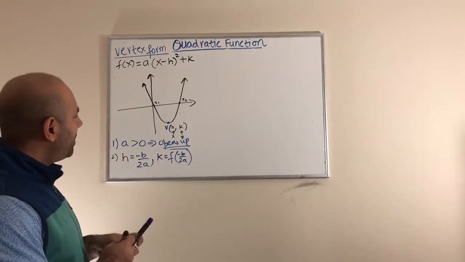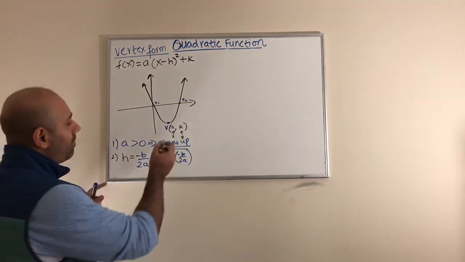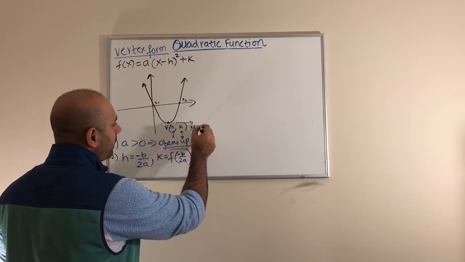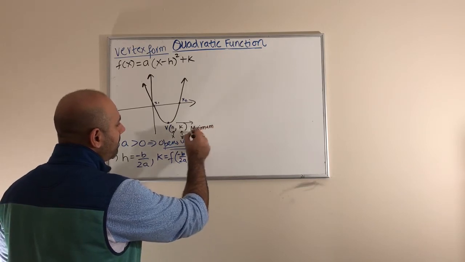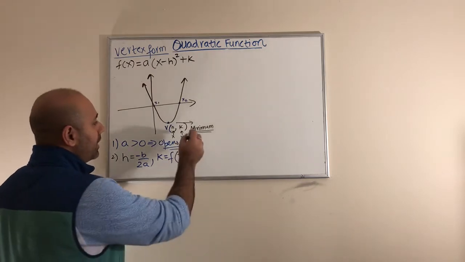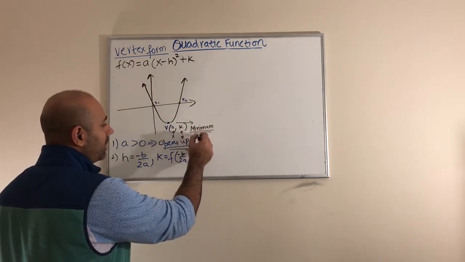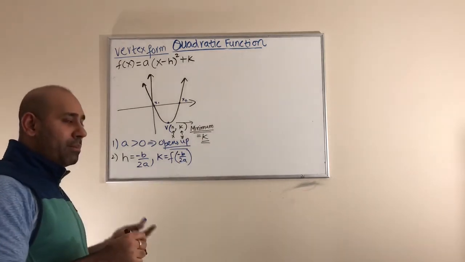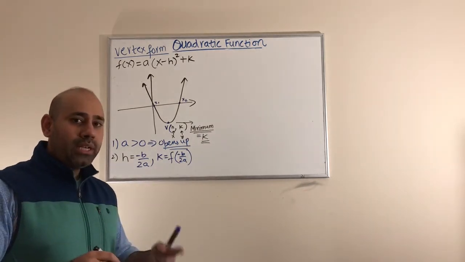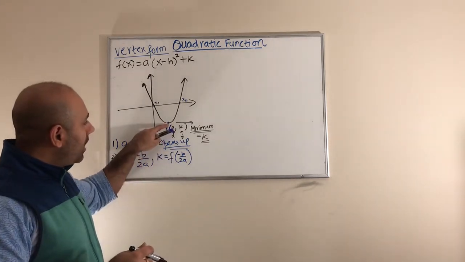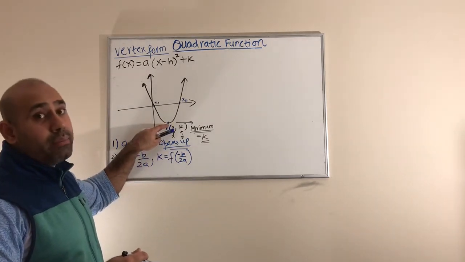Then the other thing we wanted to talk about was the minimum or the maximum. So obviously this is also, in this case, the minimum, and in the next one we'll talk about the maximum. The minimum is the value of k, because when we think about the minimum or the maximum, you are thinking about the y values. So this is the lowest most point, that's why it is the minimum.